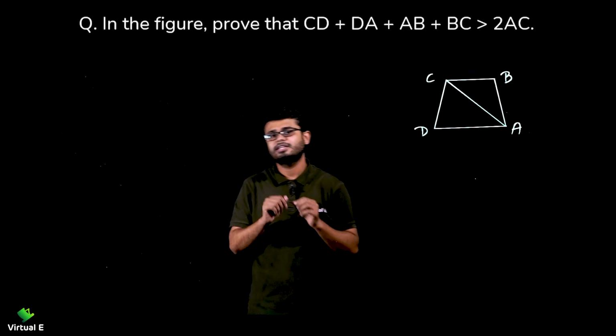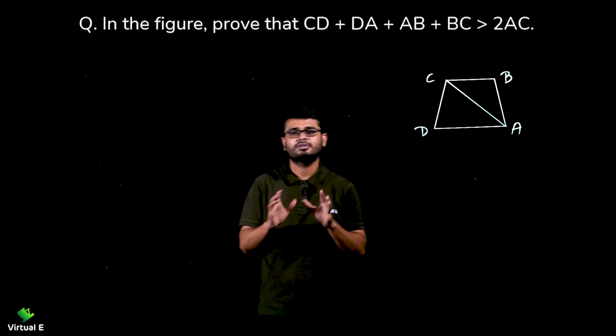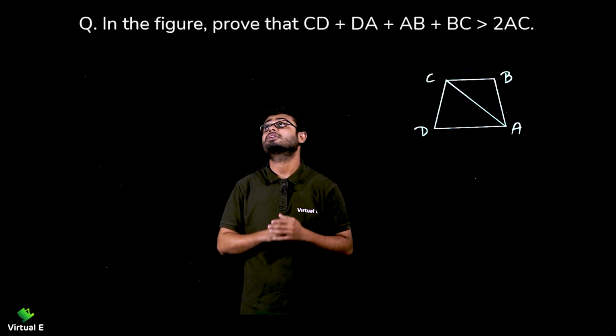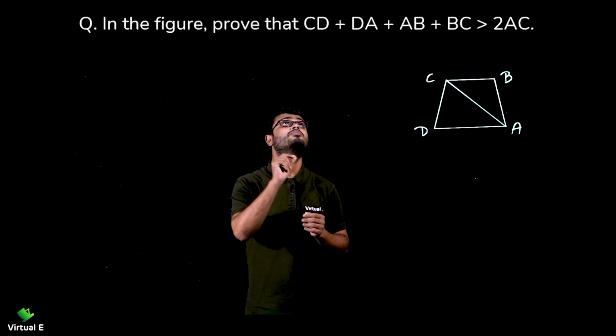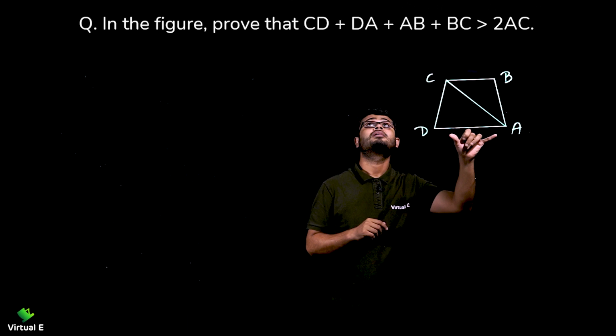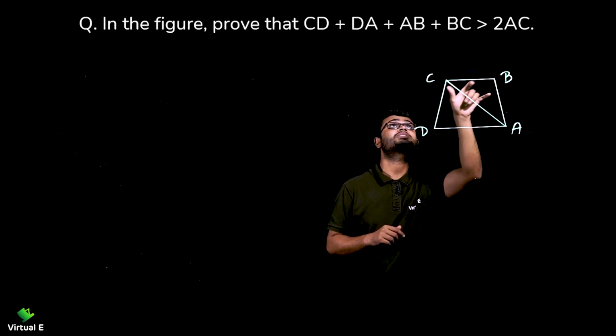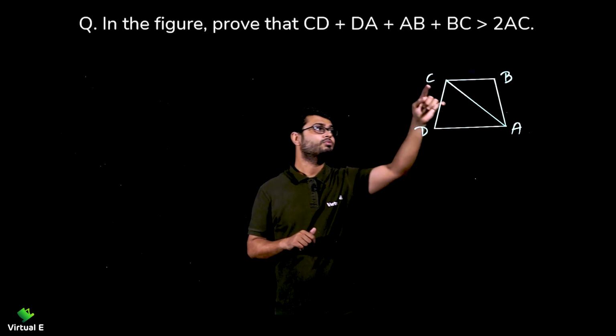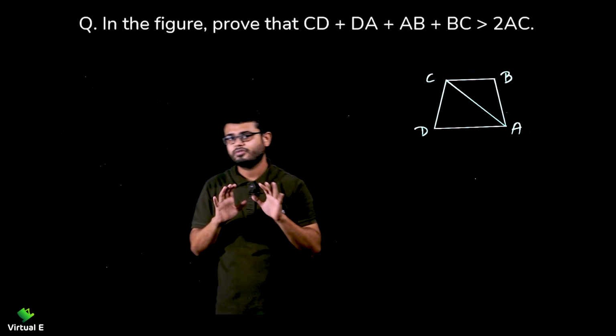Let's discuss one sum related to trapezium and we need to prove some inequality. Let's start with the question. In the given figure, prove that CD plus AD plus AB plus BC is greater than twice AC, right? This is what we need to prove.